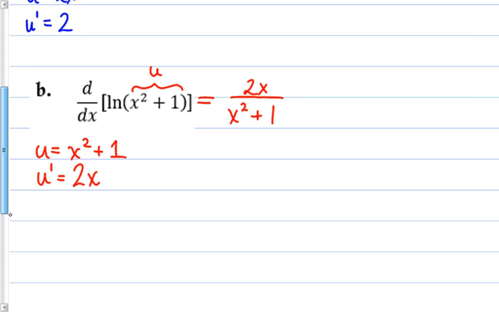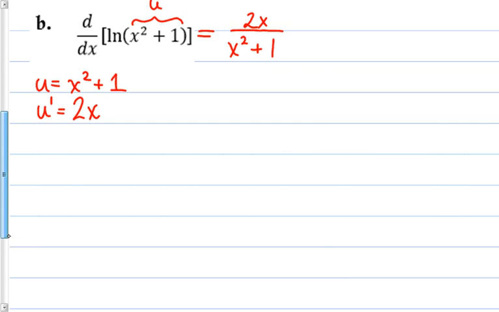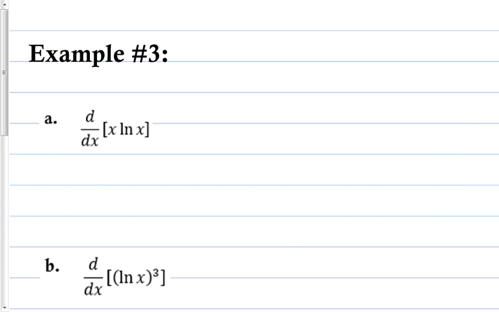All right, part C. Oh, there is no part C. Moving on. Okay, example 3. I'm deriving again, but this time I have x times the natural log of x. And these are two functions being multiplied, so I'm going to use the product rule.